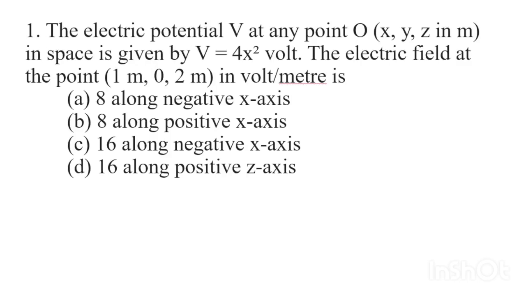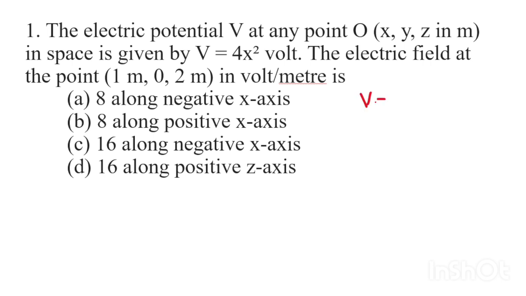MCQ questions based on potential. First, the electric potential V at any point in space is given by V equal to 4x square. The electric field at the point 1 meter, 0 meter and 2 meter.